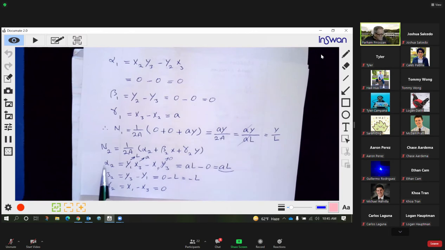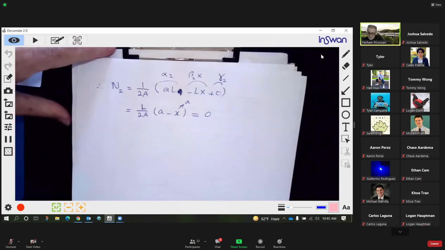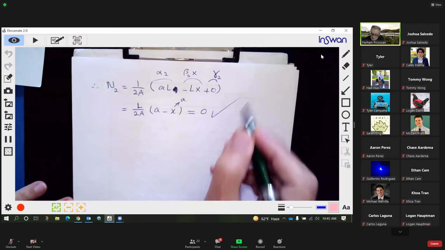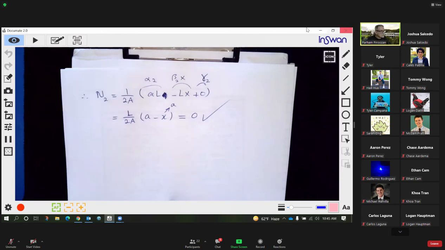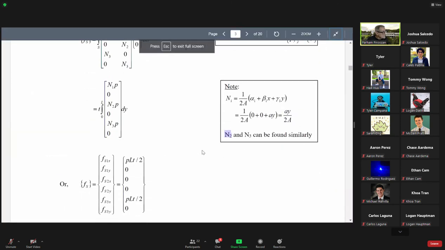All right, this is for alpha 2, this is for beta 2, and this is for gamma 2. And then we put them back into this equation for N2, and we get N2 is 0. So that is for N2. And we do similar to this one for N3. Let me go back to our document. Put them back here, we get similarly for N2 and N3, I showed you these items.